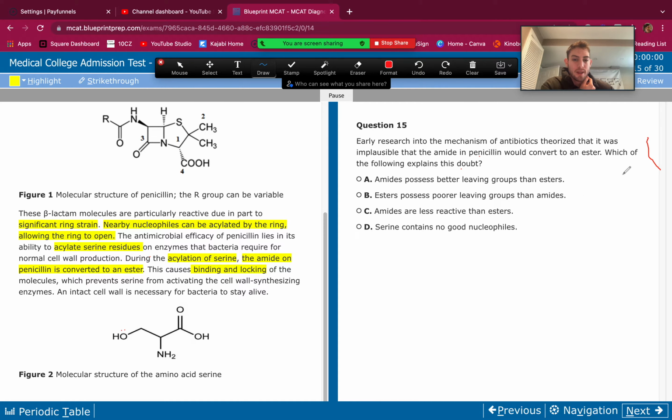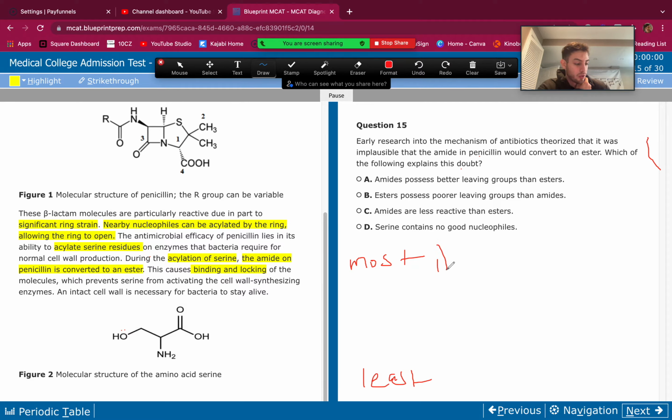So let's go through the answer choices here. Let's start off with the first one. Amides possess better leaving groups than esters. Esters possess poor leaving groups than amides. This is straight up content, you should know the ranks of the carboxylic acid derivatives. What's the most reactive, what's the least reactive? We're going to start off with the most.